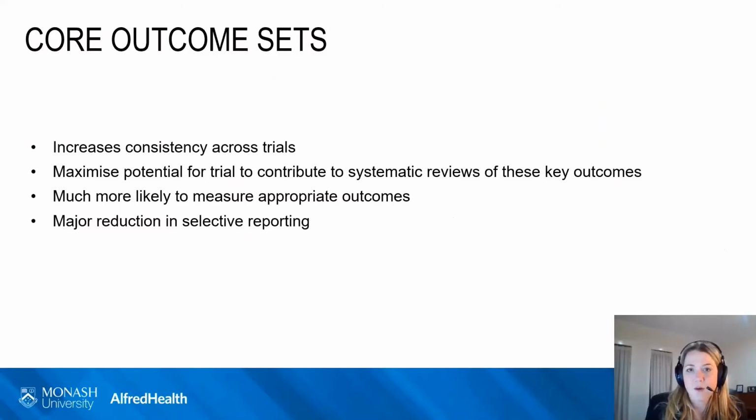The second helpful invention though that we have are core outcome sets. Core outcome sets have been established across rehabilitation with a number in neuro rehab so that we can increase our consistency across trials, ultimately so we can run better systematic reviews. The truth is though that by following a core outcome set, you're also much more likely to measure appropriate outcomes and likely too to reduce selective reporting.